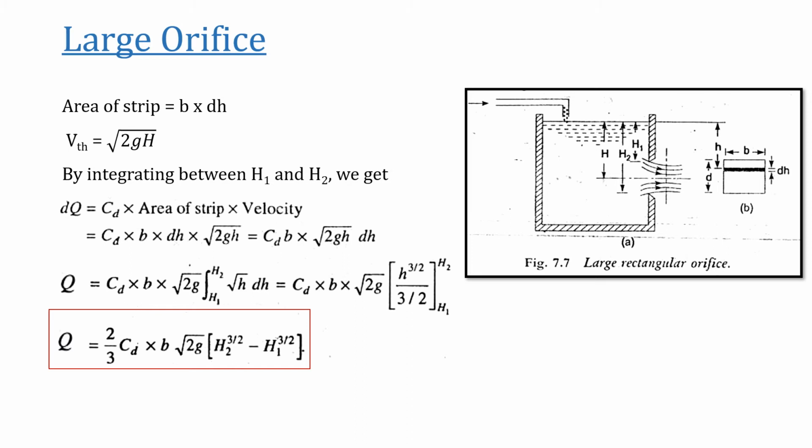Now in order to find out discharge through complete orifice area, we have to integrate it between limits h1 to h2, and then rearranging the expression, we can take CD into b into under root 2g outside of the integral. So we have integral under root h dh, integrating it and applying the limits, we will get discharge equal to 2 by 3 CD into b under root 2g, h2 power 3 by 2 minus h1 power 3 by 2.